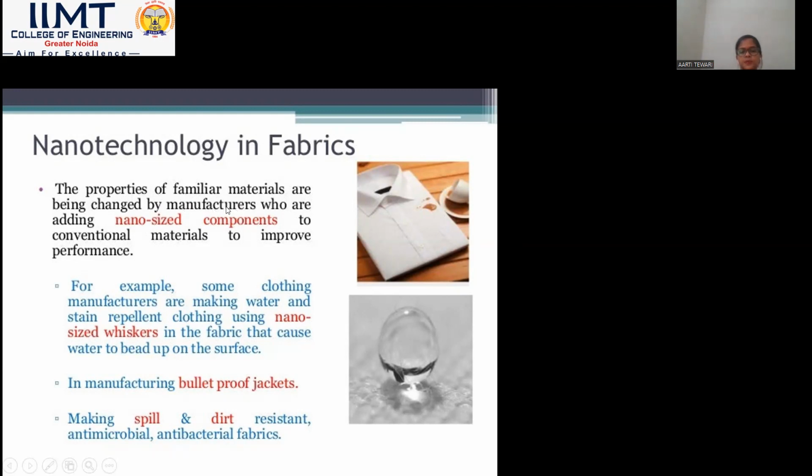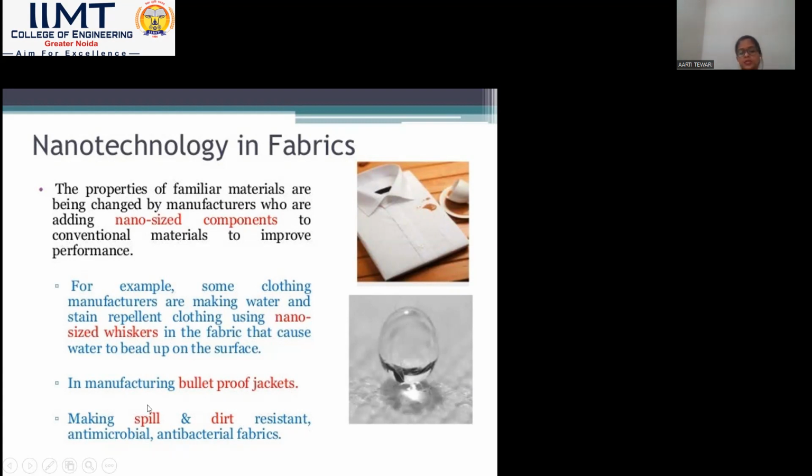The properties of a new material are being treated at nano size to improve performance compared to conventional materials. For example, smaller clothing manufacturers are making water and stain repellent clothing using nano-sized particles. What happens is that the water is not going to stick onto that fabric, and the fabric is not going to get wet. Okay, so it's a hydrophobic material, and that causes the water to bead up on the surface. You can see in the figure, the water is not sticking to the fabric, it just beads up, right? So it is not wetting the fabric.